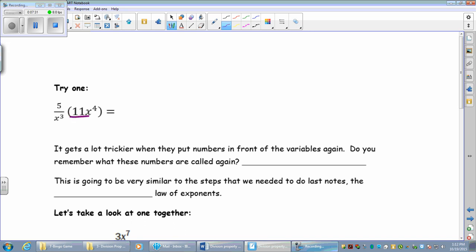Remember, all I need to do is take this and put it over 1, and then go 5 times 11x to the 4th, which is 55, x to the 4th, over x to the third times 1 is just x to the third. So now, is there any more simplifying I can do? I can cross off 3 of these x's with 3 of these, and all that's left on top is a 55 and 1x. So you could put x to the first or just x. On the bottom, it would just be a 1 or nothing at all.